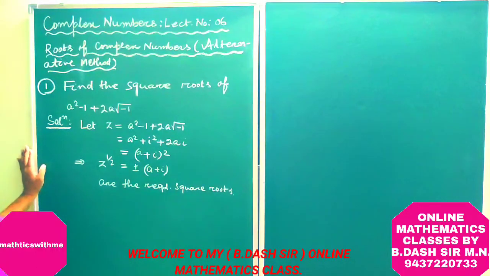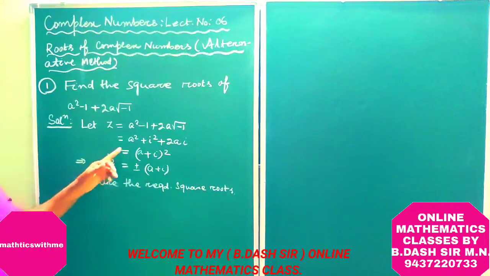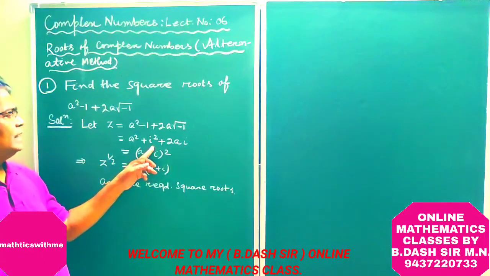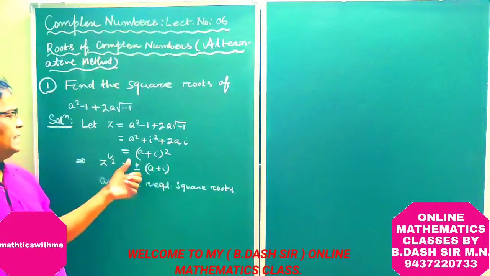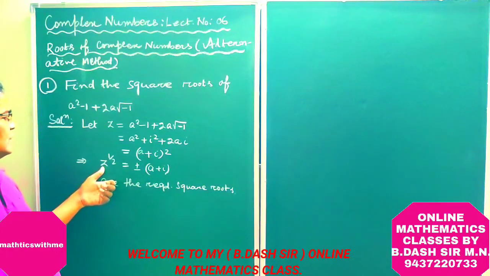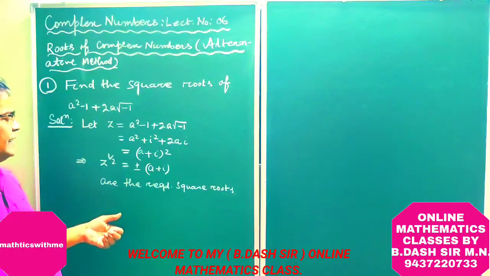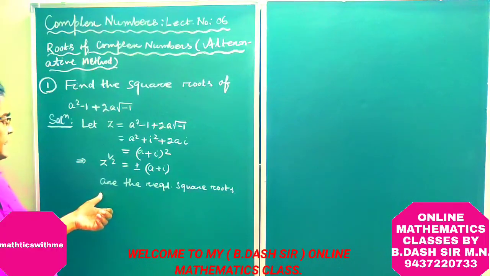Here we have to find z = a² − 1 + 2a√−1. We can write −1 as i², and √−1 is i, which is (a + i)². Therefore, the square root of z is equal to ±(a + i), meaning a + i and −(a + i) are the required square roots.